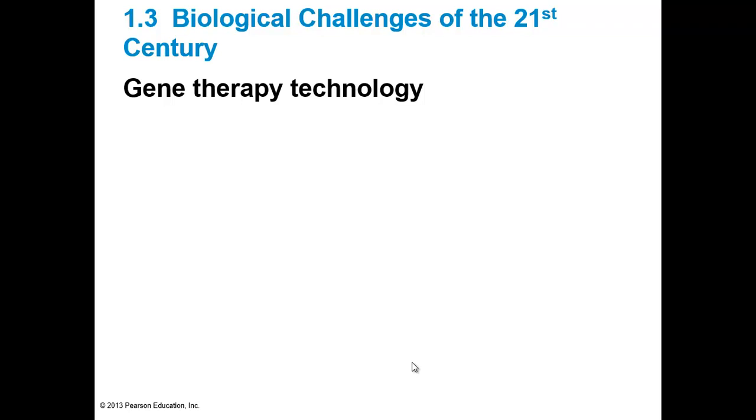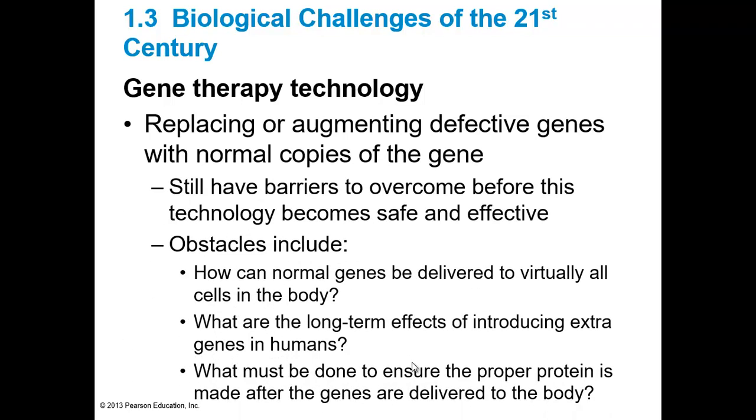Also, there are some gene therapies that are on the market. Gene therapy technology is becoming much more prevalent. And this is where you replace normal genes or defective genes with normal copies of the genes. And there's a lot of research that needs to be done, a lot of barriers that have to be overcome. And some of the obstacles are how do you deliver a normal gene to all the genes in the body? And what are the long-term effects of introducing extra genes to humans?